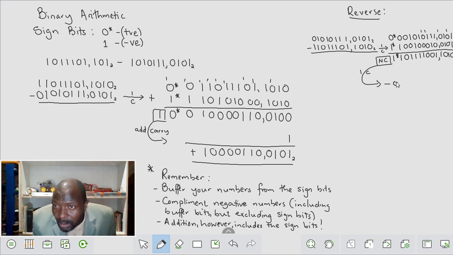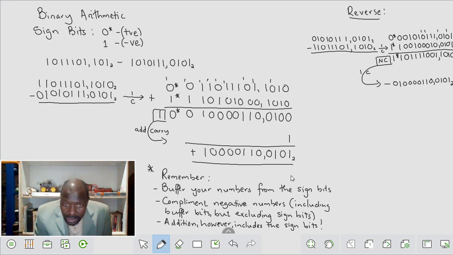0. It's going to be 0, 1, 1, 2, 3, 4 zeros, 4 zeros, and then it's going to be 2 ones and a 0, comma, 0, 1, 0, 1. And this is obviously plus 2.